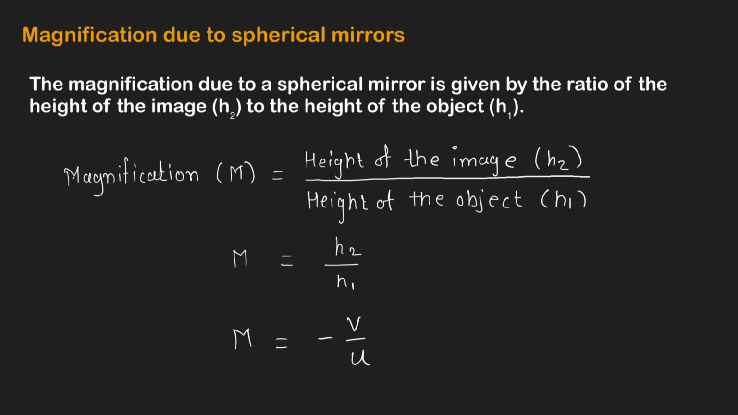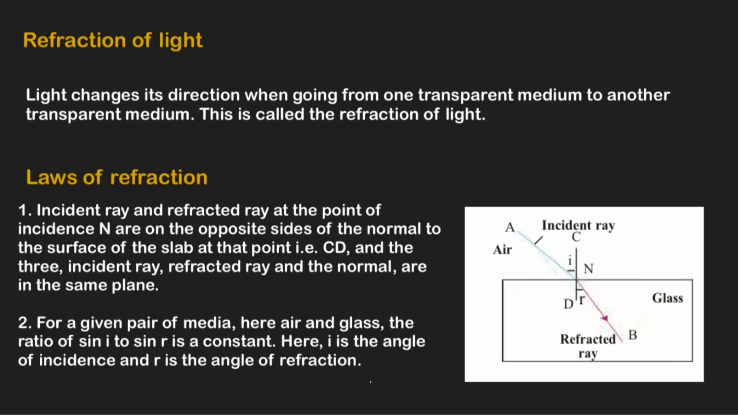Now move towards the next point, that is our chapter in 10th standard, refraction of light. We can say light changes its direction when going from one transparent medium to another transparent medium. This is called refraction of light. We also discuss the laws of refraction.